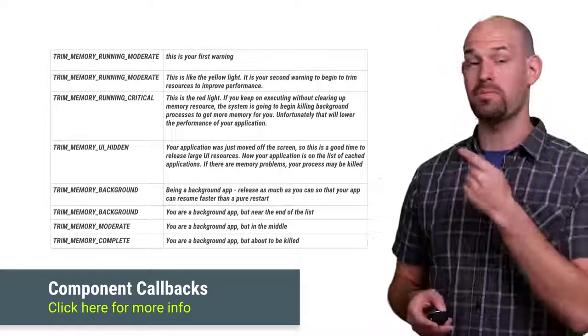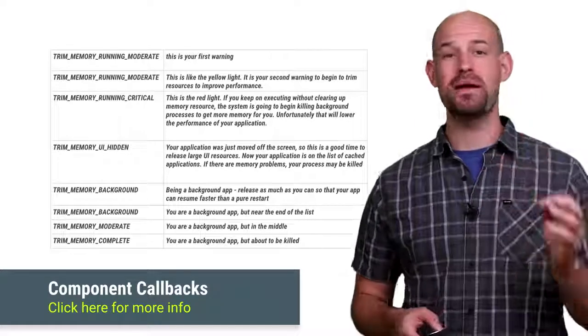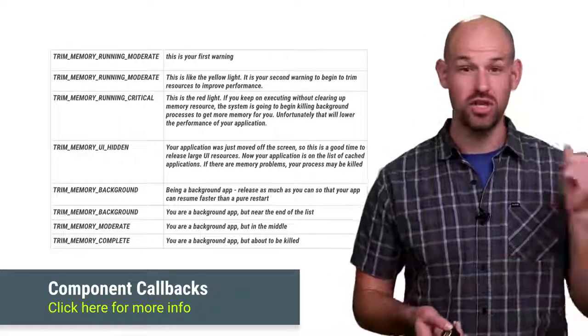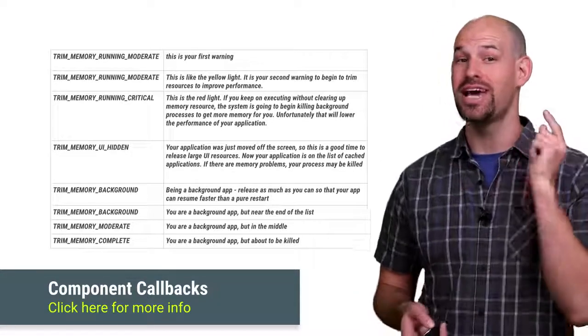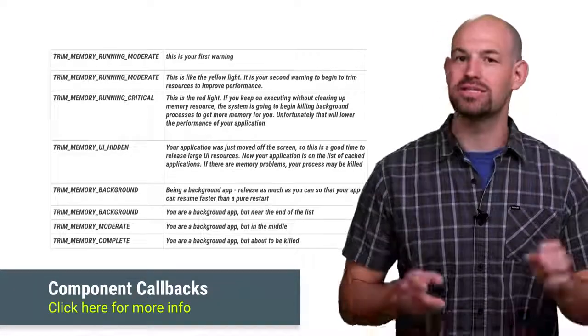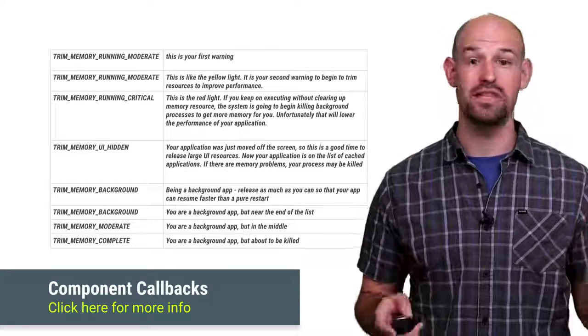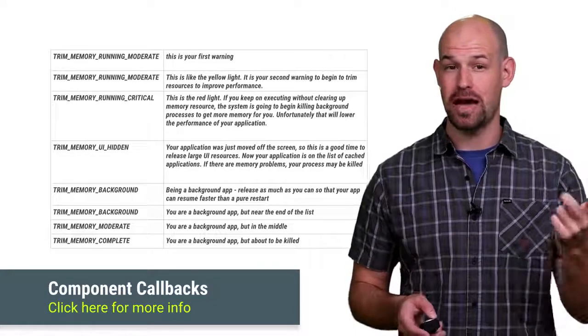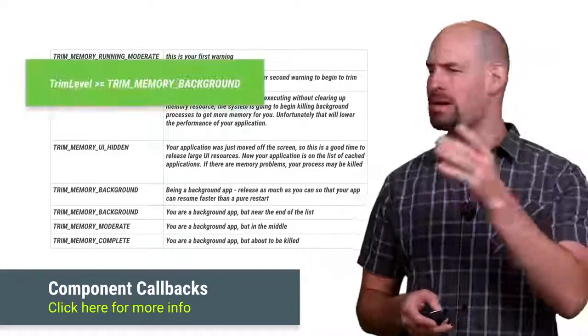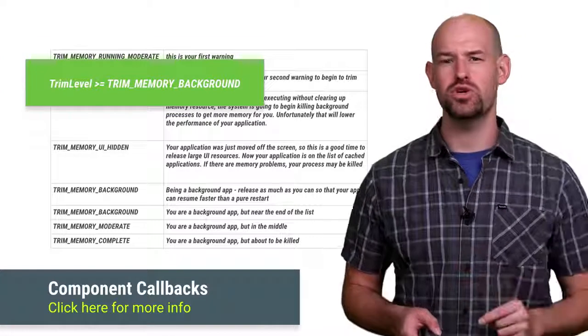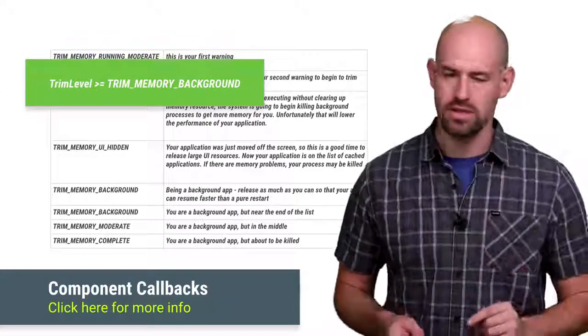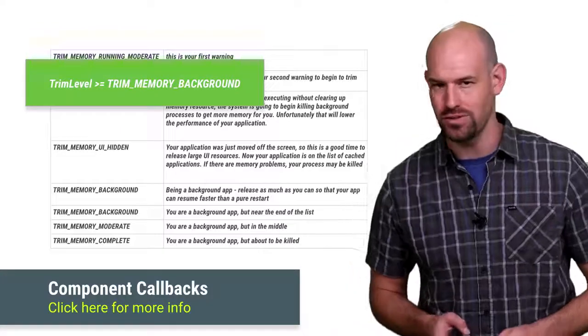While the TRIM_MEMORY_BACKGROUND flag means that some background applications are starting to be killed, and that your app has recently transitioned to being a background app. This is a great time to start freeing up memory that won't be critical if the user comes back to your app really quick. Oh, and if you're comparing against these values, you might want to make sure to use a greater-than-or-equal comparison, just in case we add new defined values in the future.